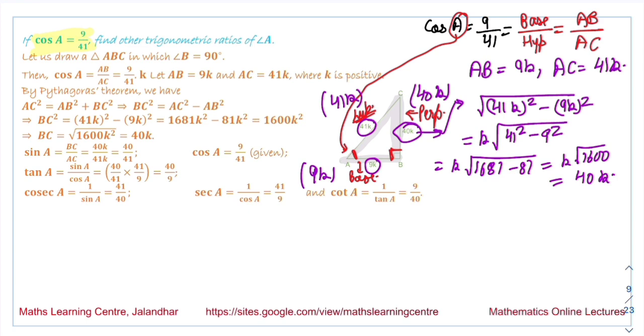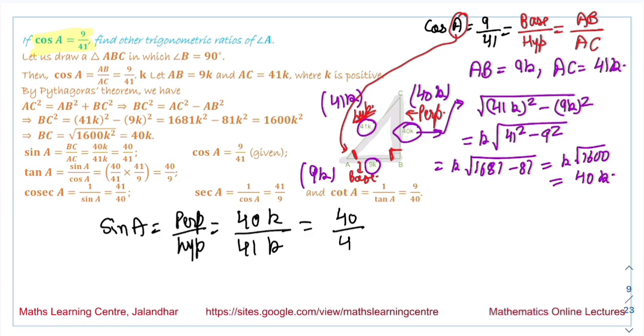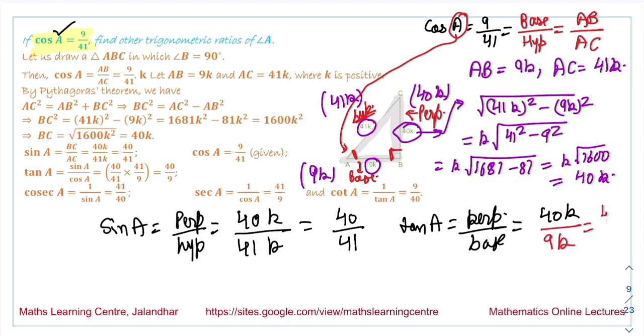So the trigonometric ratios are, sin A is equal to perpendicular over hypotenuse. Perpendicular is 40K over hypotenuse 41K, so the answer we get is 40 over 41. Cos A is already given to us. Then tan A is equal to perpendicular over base. Perpendicular is 40K and the base is 9K, so the answer for tan A is 40 over 9.